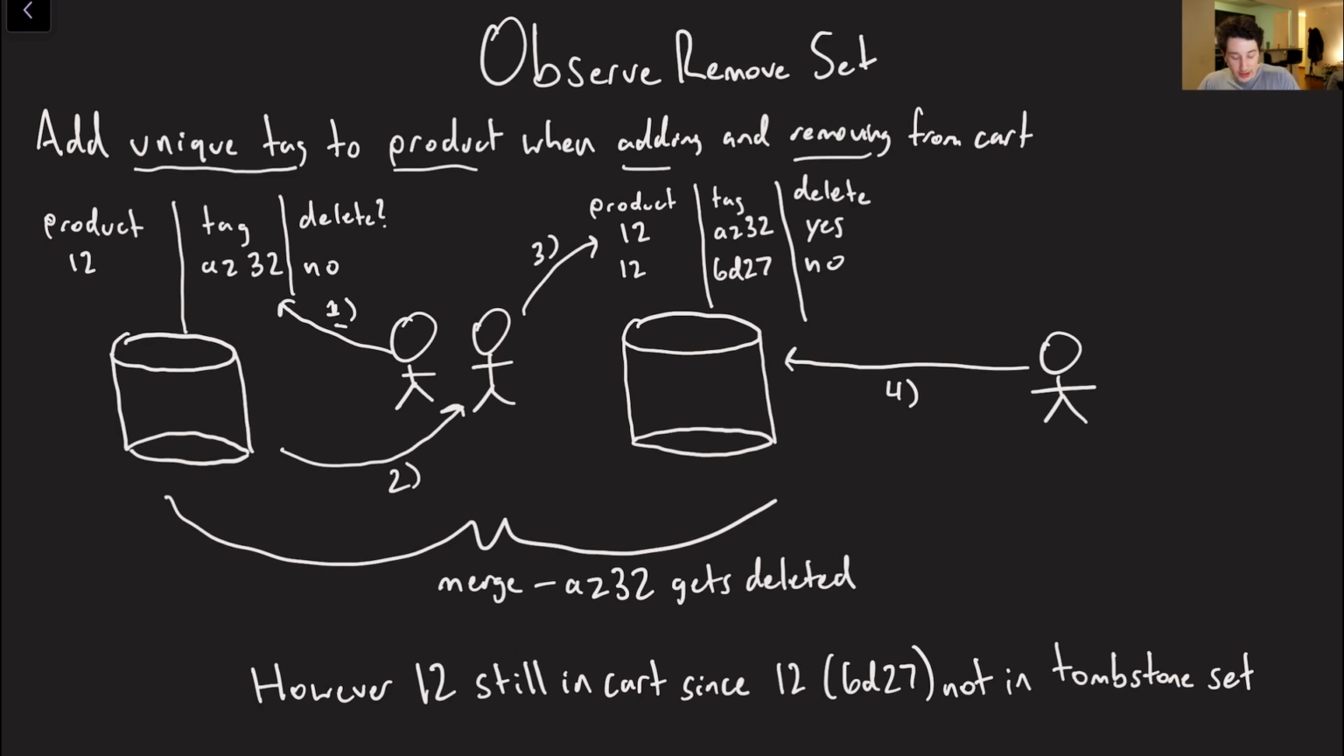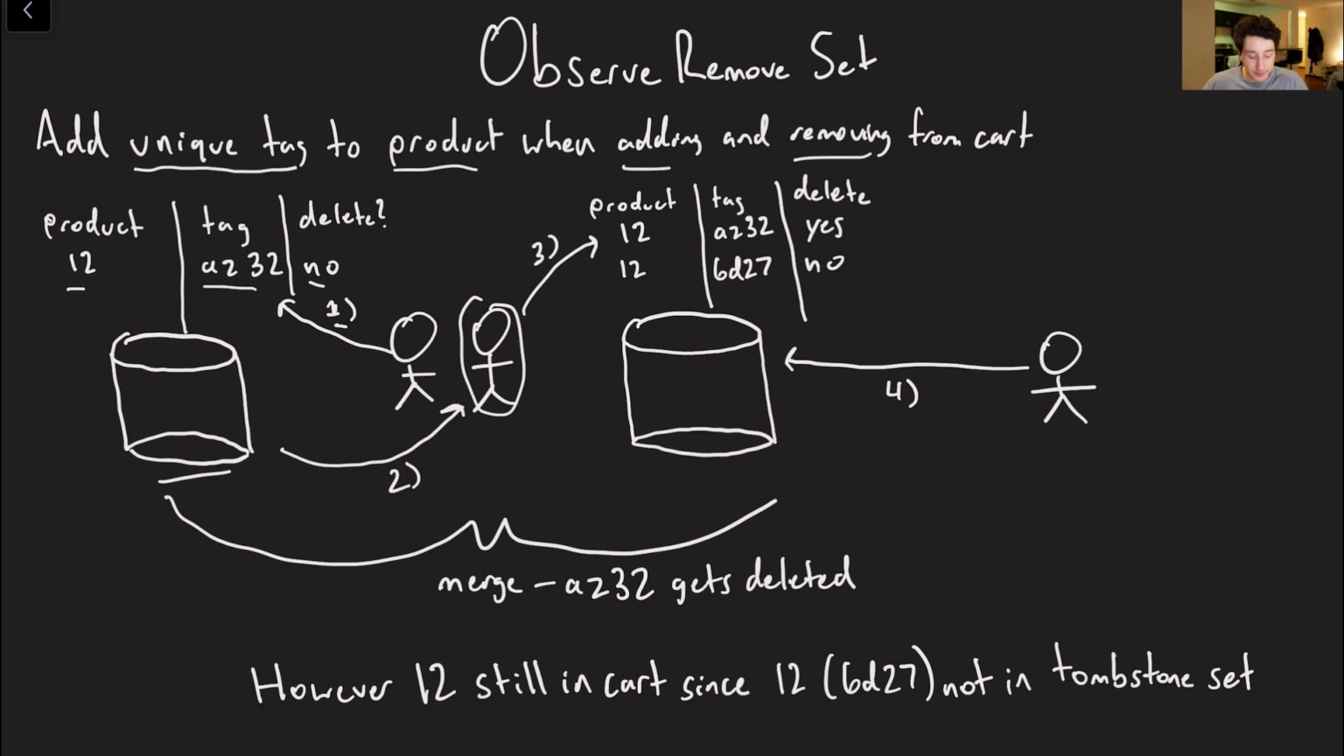Let's say that at timestamp 1, we've got one client making a write to this left database over here, and he wants to add product 12 to the cart. So we assign this random tag AZ32. Is that a delete? No, it is not. At timestamp 2, this guy over here is going to read from this leader and sees that product 12 is in there with that given tag AZ32.